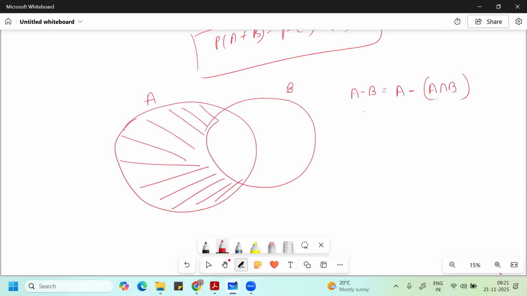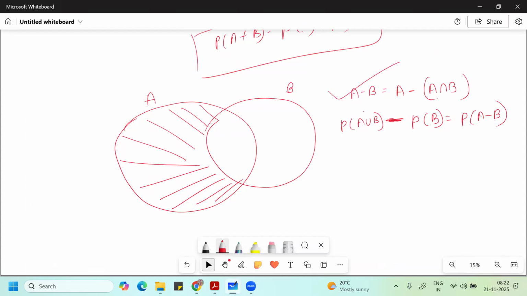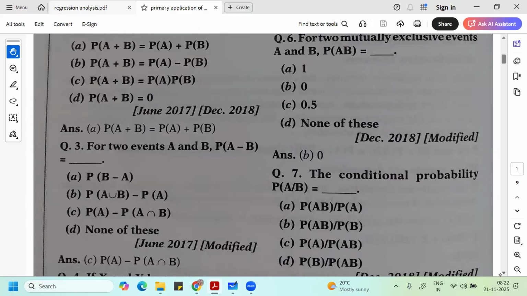Or you can say A union B, where A union B is the total, minus probability of B. That is A minus B. So it is the part of A where there is no B. So A minus B is probability of A minus probability of A intersection B. This is what I said: A minus A intersection B, option C.